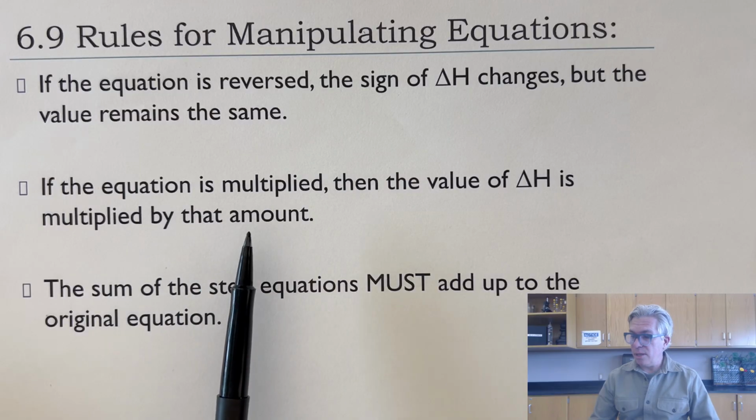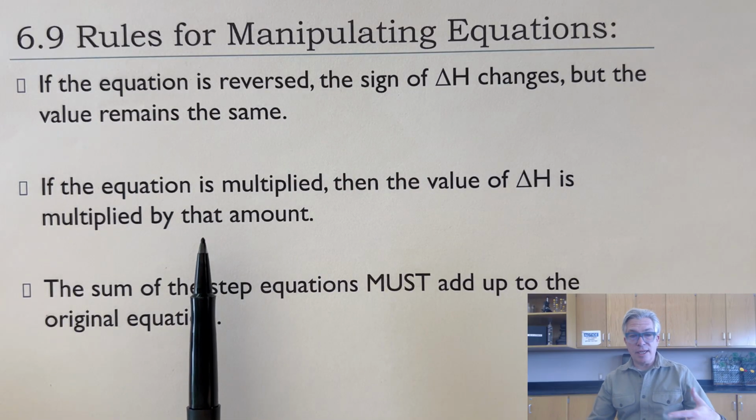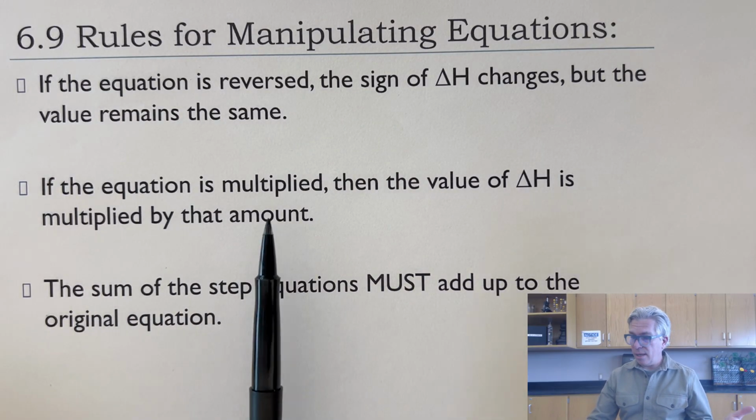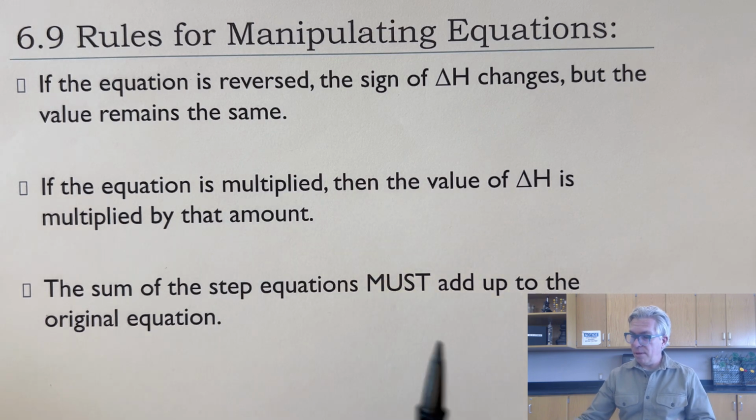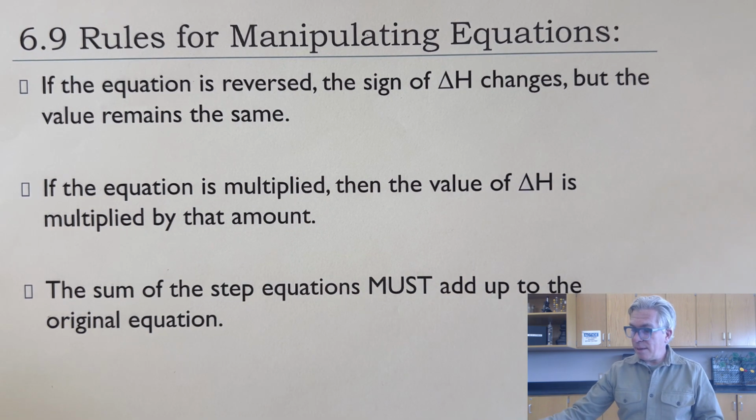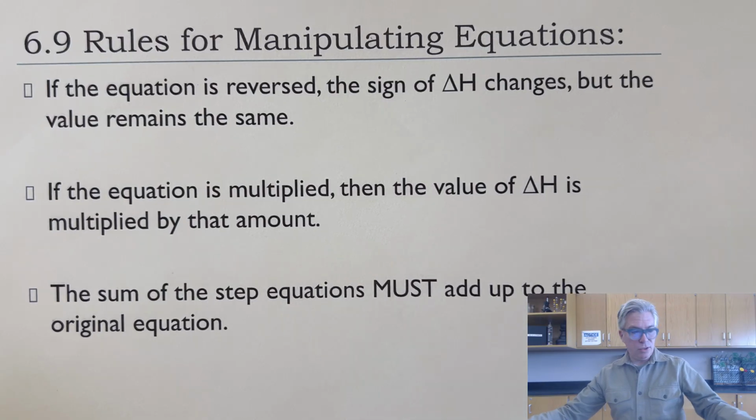If the equation is multiplied, maybe I have to double it to get 2 diamonds or something like that, the value of delta H is multiplied by that amount. The sum of the step equations must add up to the original equation.